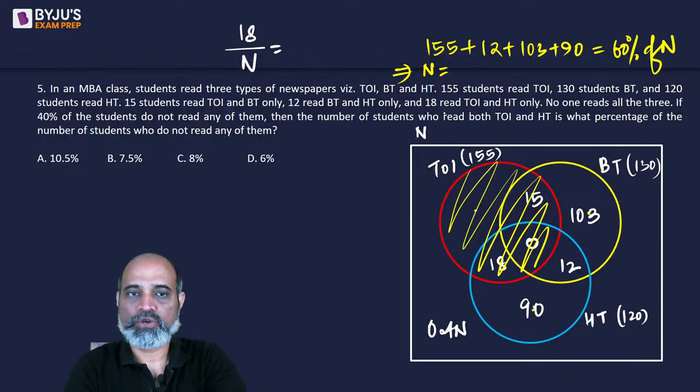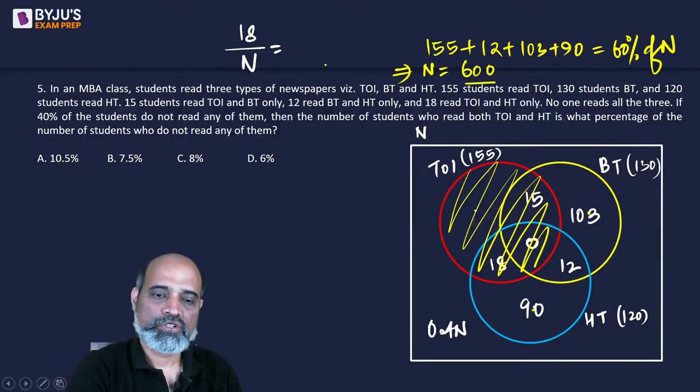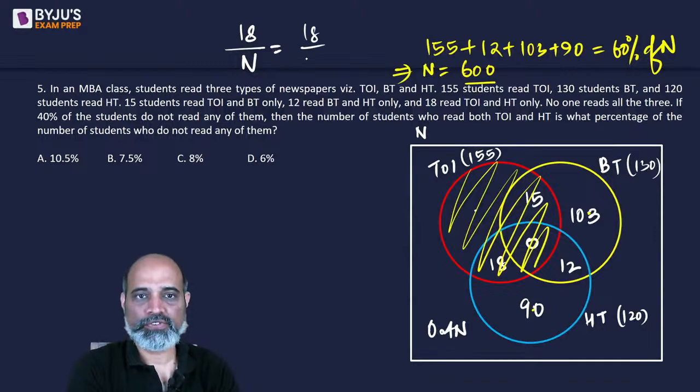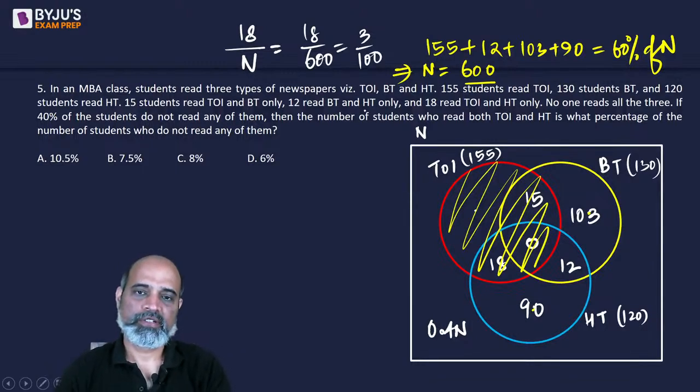So from here n is going to be, if we add all of this, 12 plus 3 is 15. 155 plus 15 is 170. Plus 100, 270. 270 plus 90. So this is 360. So 360 is 60%. So n is 600. So we are supposed to solve 18 out of 600, which is going to be 3 out of 100. 360 is 60%, right? 100, 200, 300.